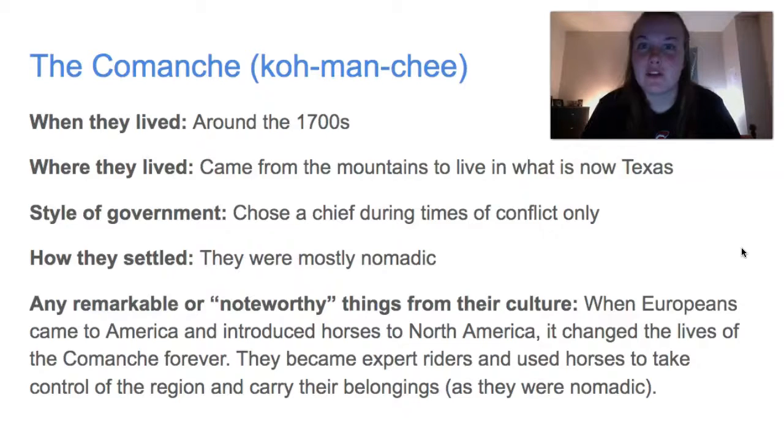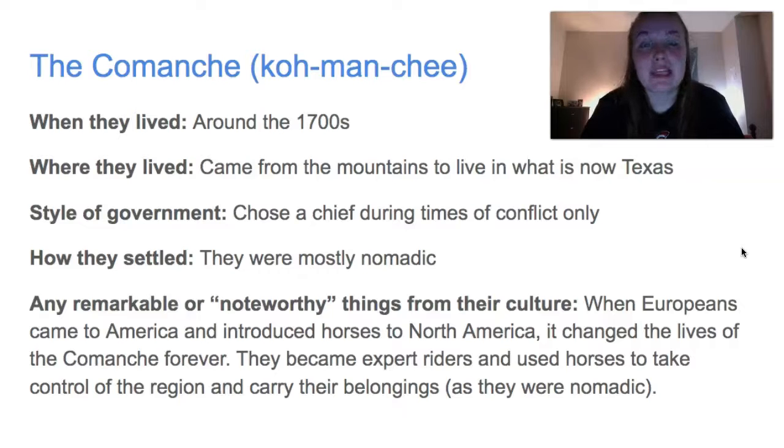And to further elaborate, before Europeans got to Texas, the Comanche used dogs to carry their belongings as they traveled. But when Europeans came to America and introduced horses, it changed the lives of the Comanche forever.